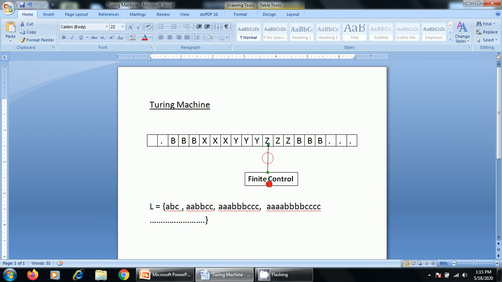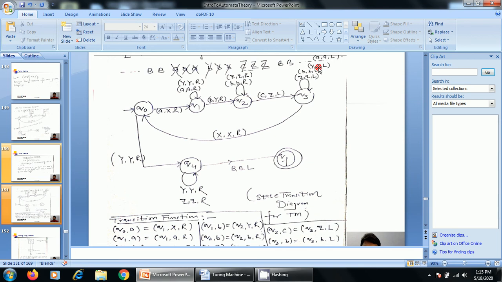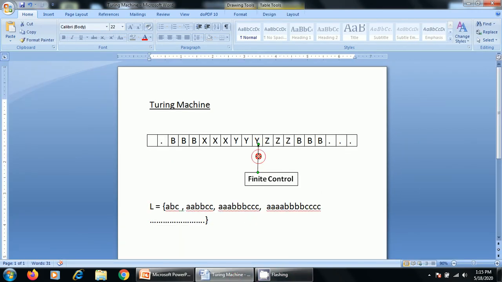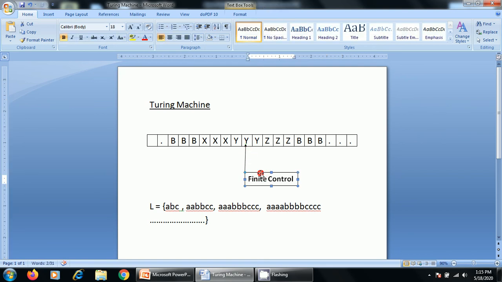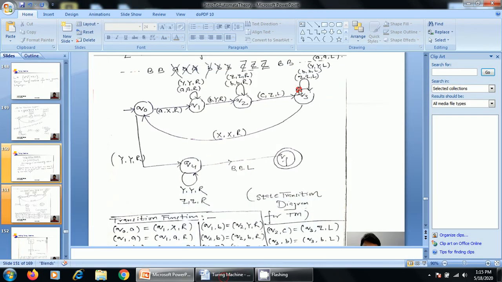There may be a number of z. If there is z, keep it z and move left. There may be a number of y. If there is a y, keep it y and move left. So move to this position, and again there is a y, so move to this position. Now we are at Q3.